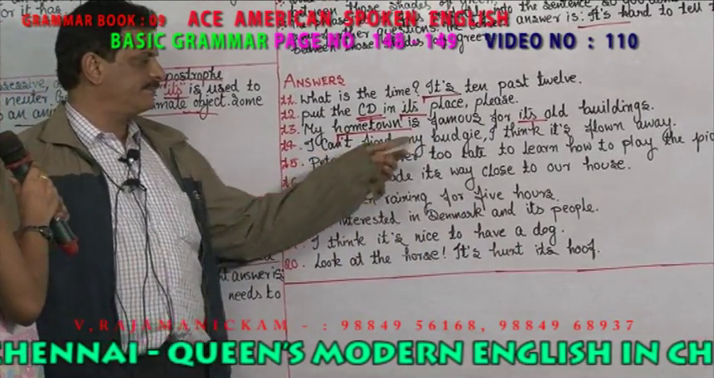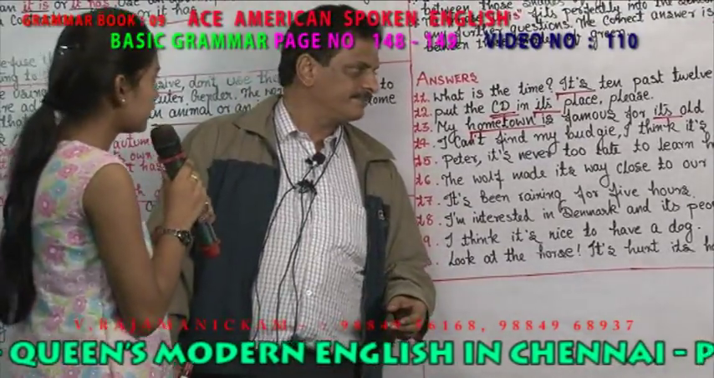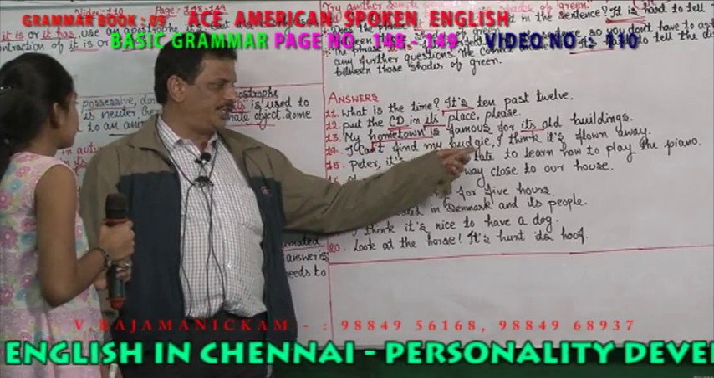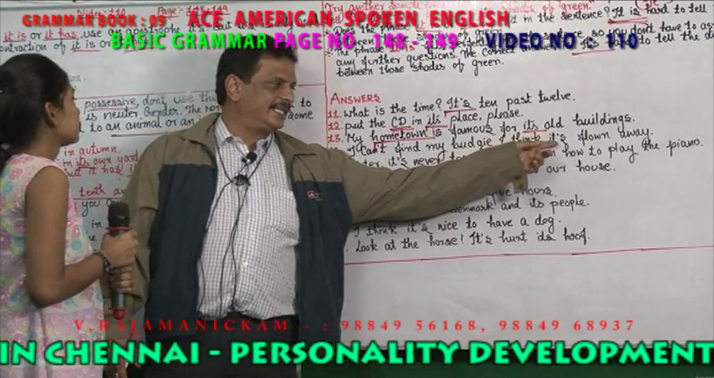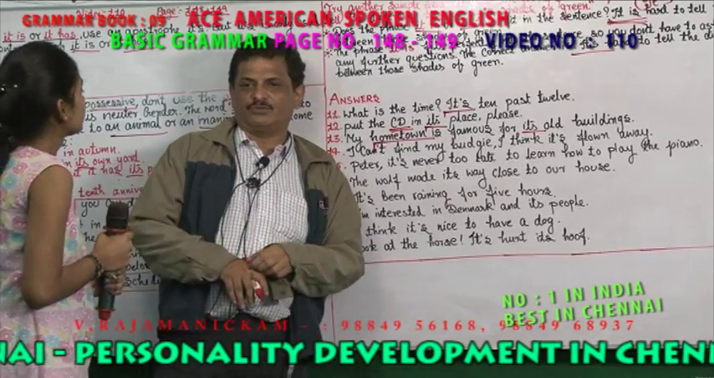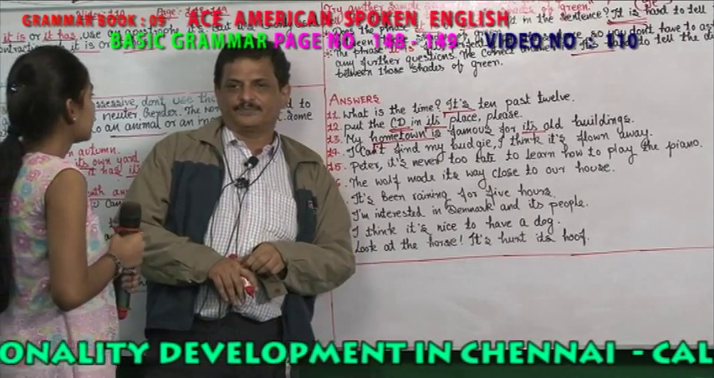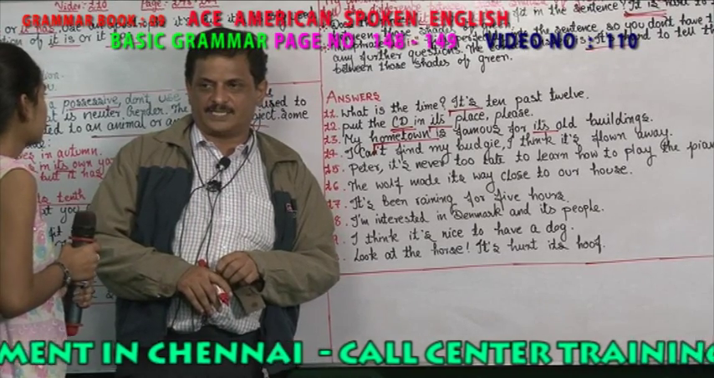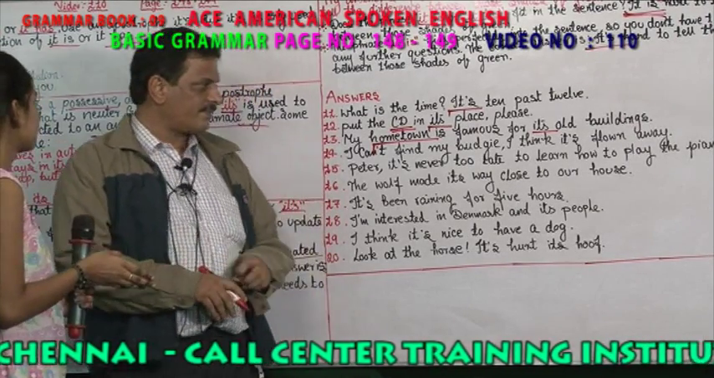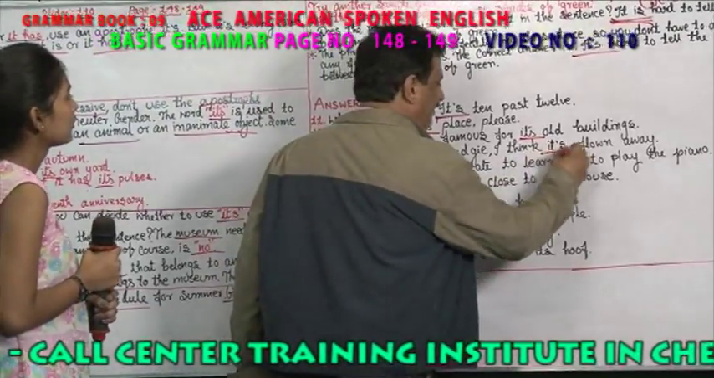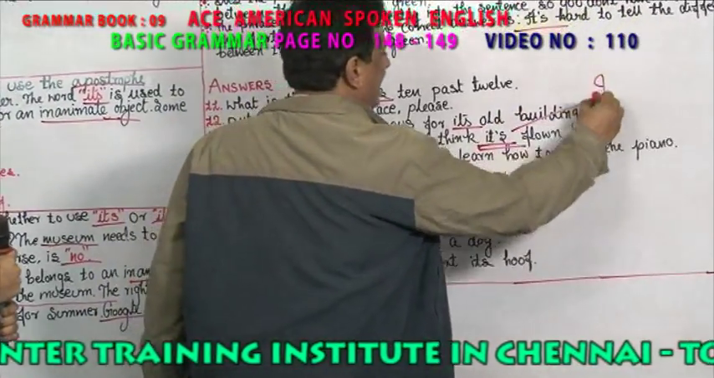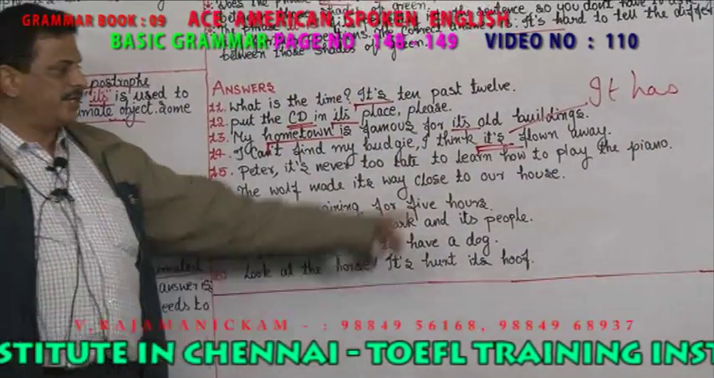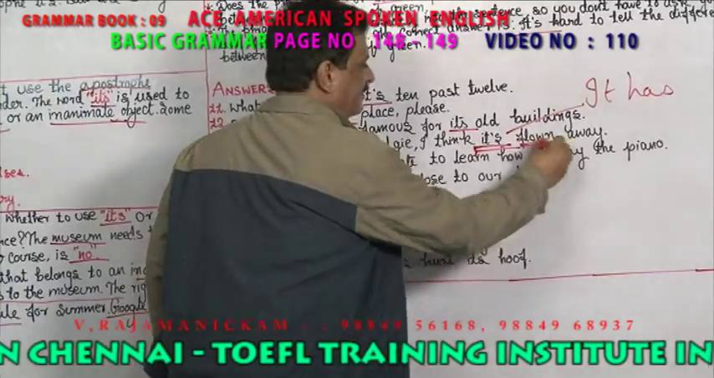I can't find my budgie. I think it's flown away. So what do you mean by that? Is it possessive, or does it stand for "it" with the auxiliary verb? It has flown away. It comes from "it has". Why are you using "it has"? Because the past participle "flown" is there.